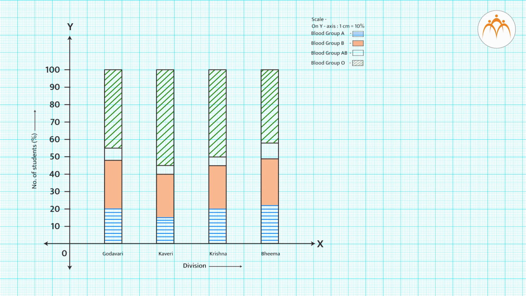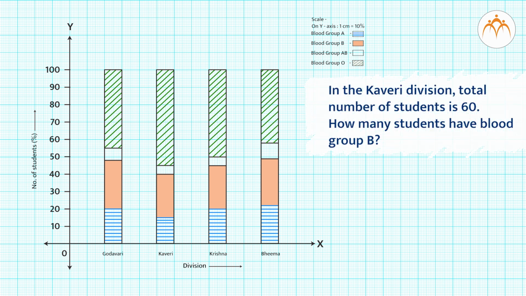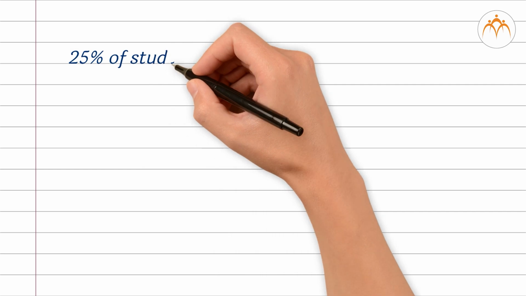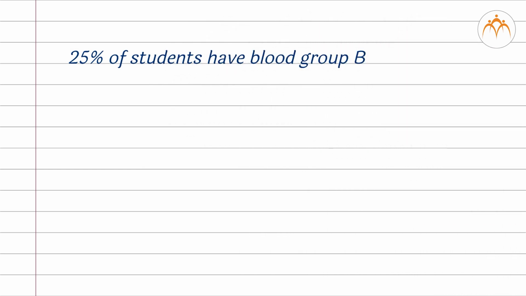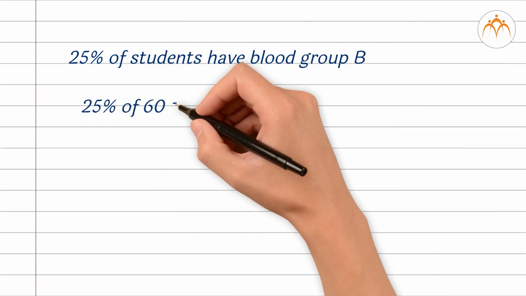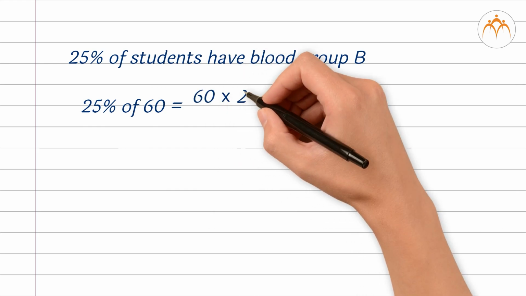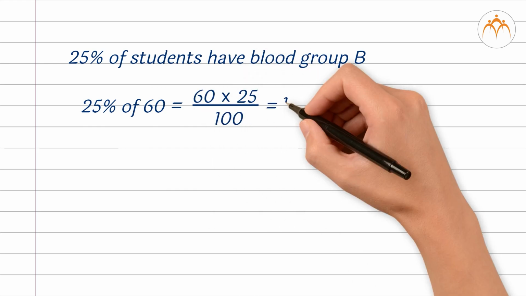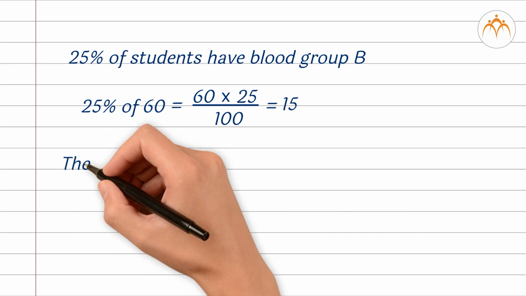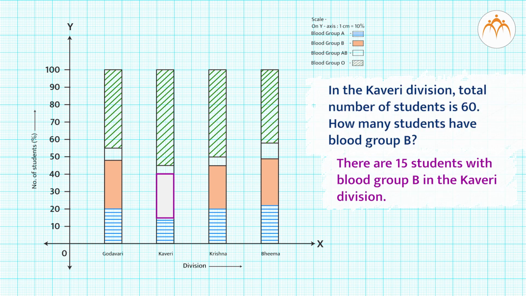Next question. Tell me, in the Kaveri division, the total number of students is 60, correct? Now tell me, how many students have blood group B in this? 25% of students have blood group B. 25% of 60 is equal to 60 into 25 divided by 100, which is equal to 15. The answer is 15. Perfect. Well done. Great. Now both of you have understood the percentage bar graph very well.